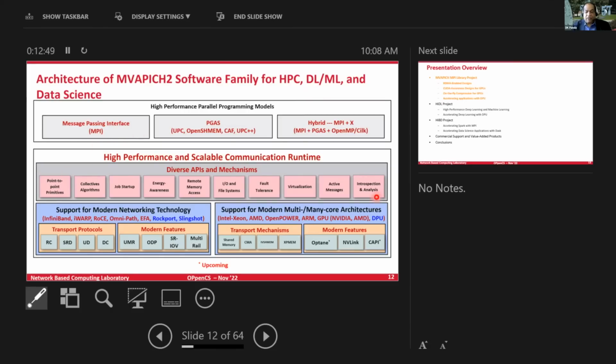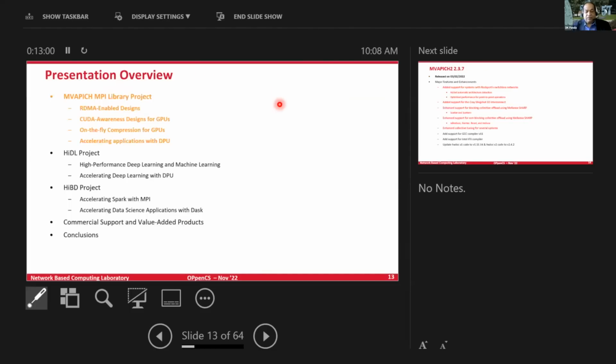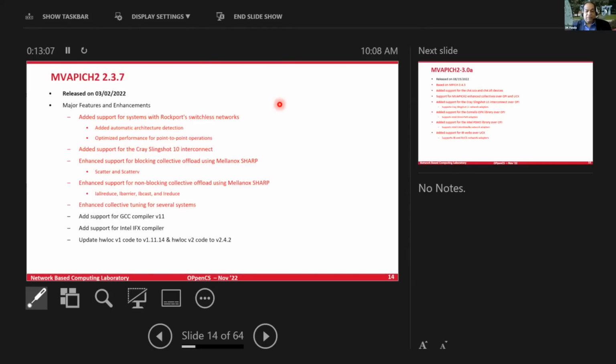But this is where our innovations lie. This is where we try to come up with the best communication runtime so that at the top level, you get the best performance and scalability. So let me show you some internal designs to go into details, just to highlight some of the aspects.